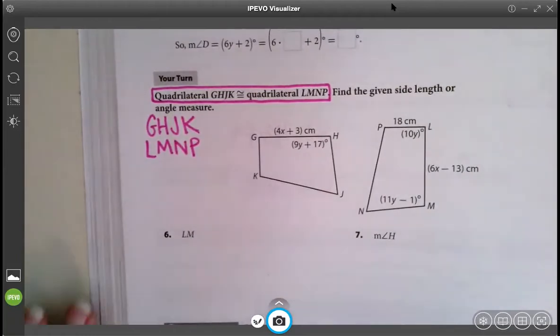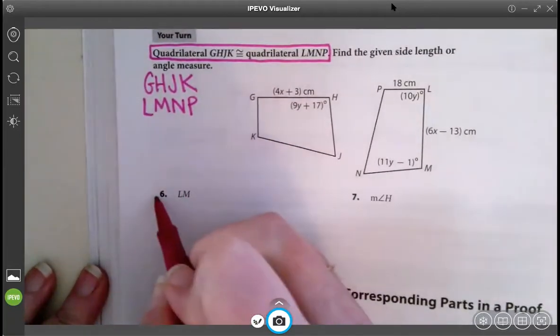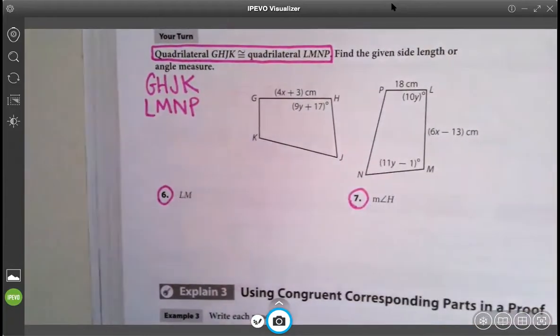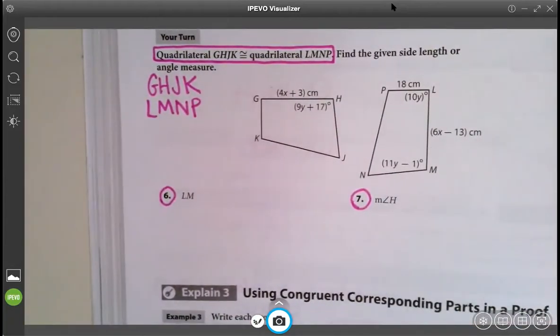So, again, you try numbers 6 and 7. It's the same thing we've been doing. If you're at home, it's a good time to pause and see if you can figure it out.